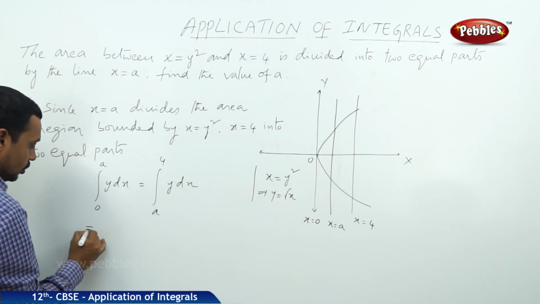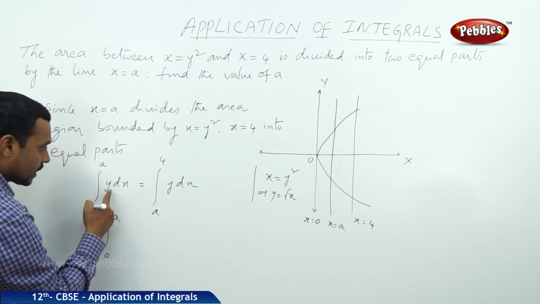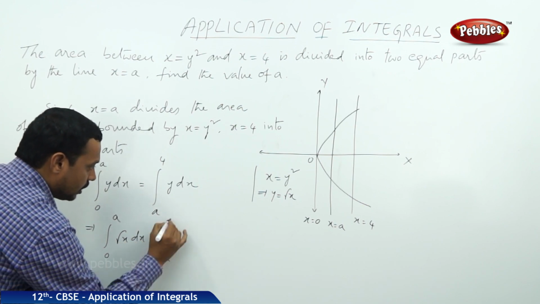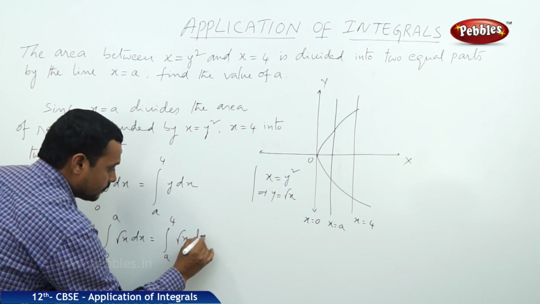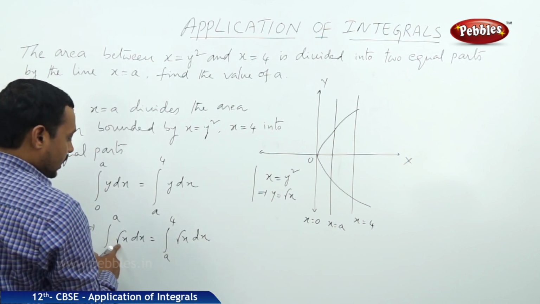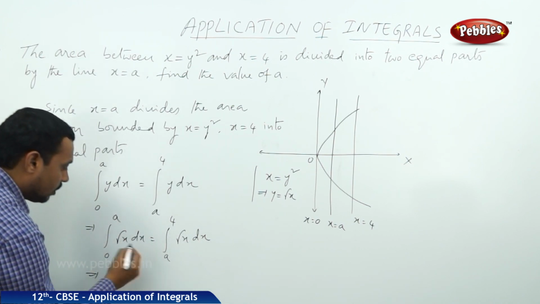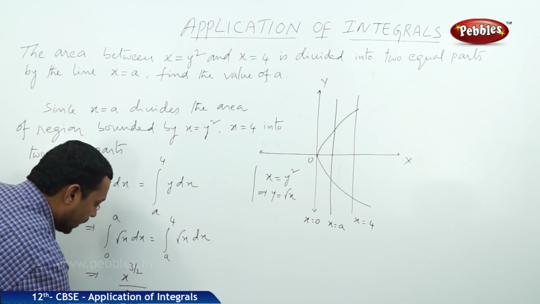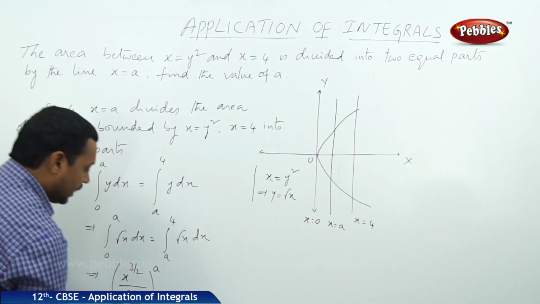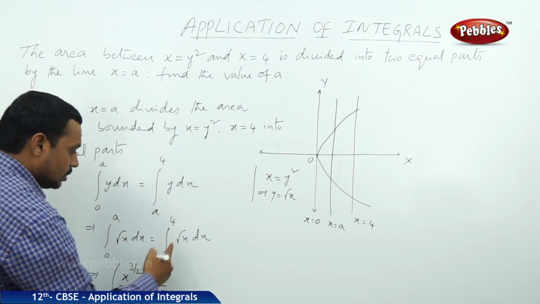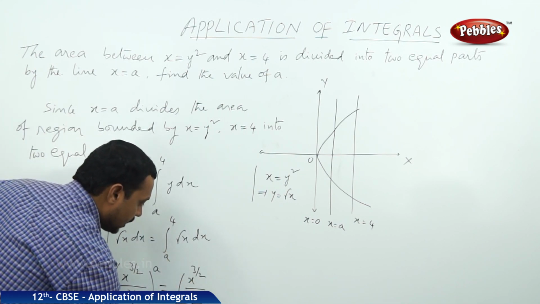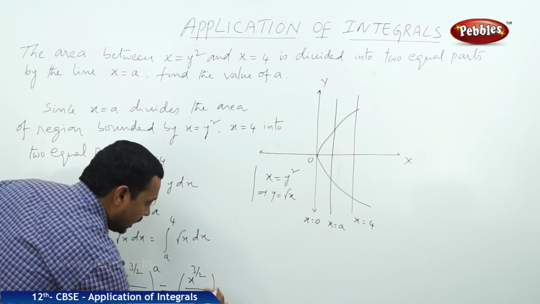Now therefore integral 0 to a y dx, that means root x dx, is equal to integral a to 4 root x dx. Now root x means x power 1 by 2. Integral of x power 1 by 2 is x power 1 by 2 plus 1, that is 3 by 2, divided by 3 by 2, between 0 to a. Here also the integral value is the same, x power 3 by 2 by 3 by 2, between the limits a and 4.